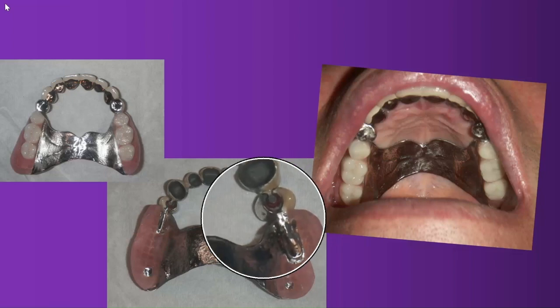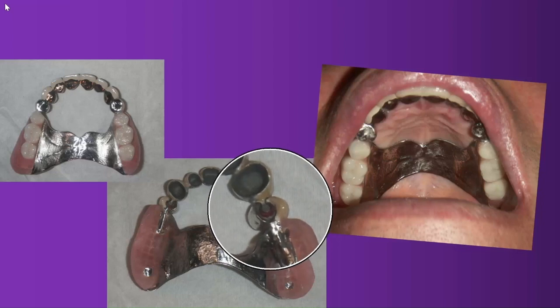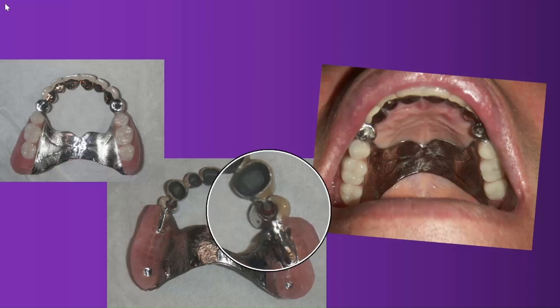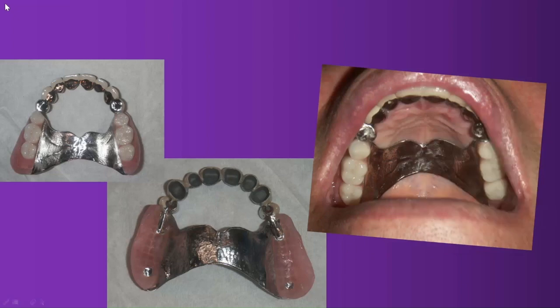Now, what's the idea? The idea is that as this matrix is a little bit elastic, this frictional system allows a little bit of movement. And when the patient is chewing, there's a distal movement of the saddle, a little bit of it. But the force is broken somewhat by this intermediate component. Of course, on the maxillary, we can do it easier. That's why this denture lasted so long, because it was in the maxillary.